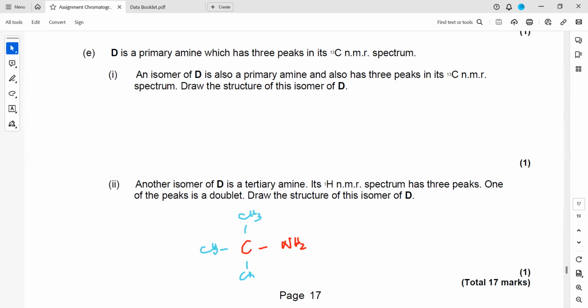If you check this proposed structure, we need five carbons. So if I remove this hydrogen and attach CH3, that gives 1, 2, 3, 4, 5 carbons. And this will be hydrogen. Now if we check, according to the question, three peaks are there. This is one hydrogen environment, this another, this another. And one of the peaks is a doublet. So this one will be a doublet, because next to it is NH.